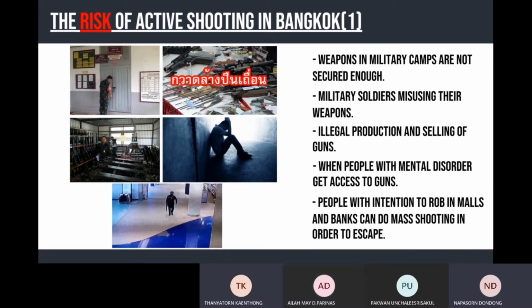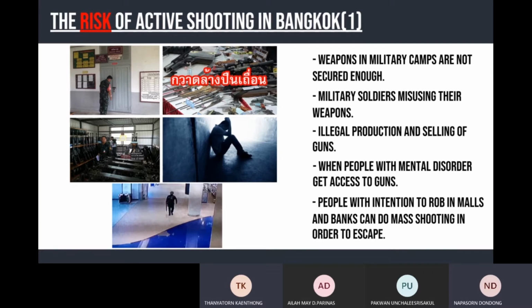Okay, illegal production and selling of guns. From the risk analysis we found it high because we always find illegal production in Thailand, like drugs or weapons sold in black markets, because of people's starvation, and the government is not efficient in administration and the legal system is weak, so the culprit is not punished.